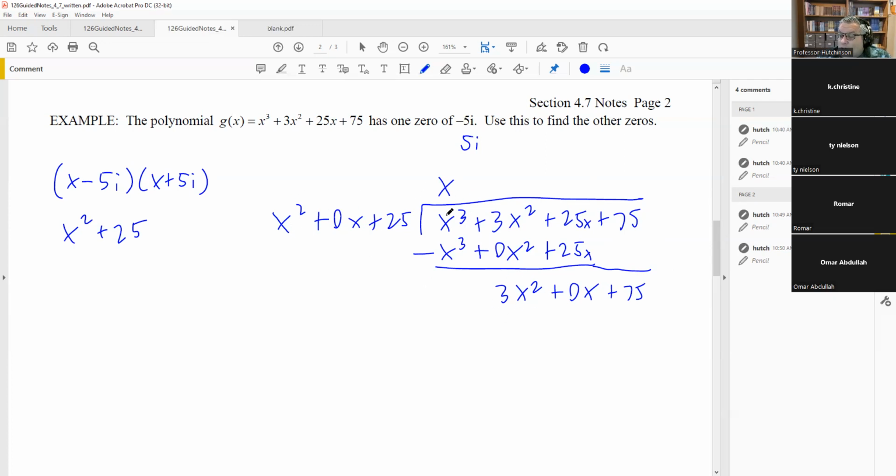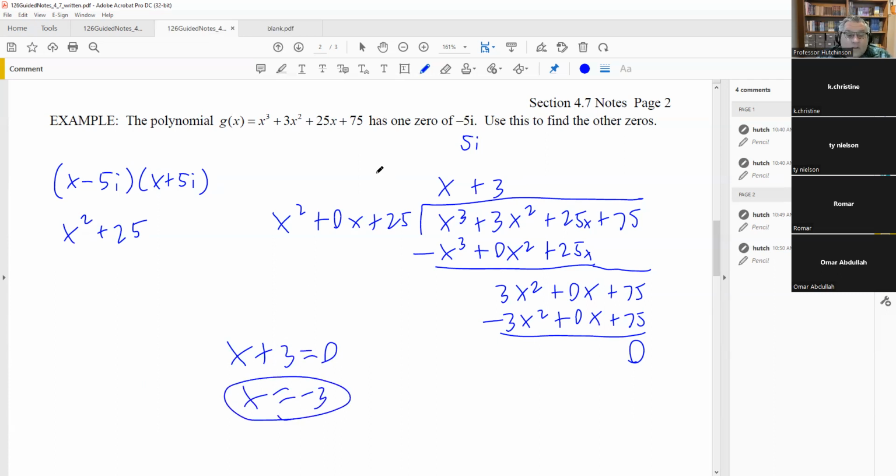3x squared divided by x squared is plus 3. 3 times all this, we get 3x squared plus 0x plus 75. If we subtract all this, we get a remainder of 0 as expected, because if we're dividing by a factor, we should get a remainder of 0, because a factor means it divides evenly with no remainder. So now I just have to take x plus 3 and set it equal to 0, and I get -3 as the answer.